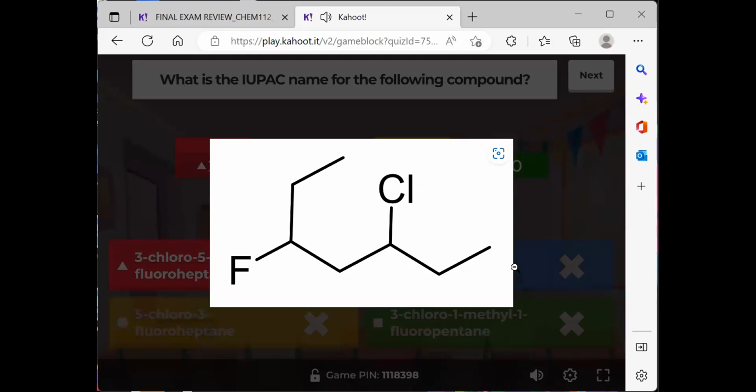So for this molecule, the longest carbon chain is 1, 2, 3, 4, 5, 6, 7 carbons in length. We have to start from the right because even though this is equidistant, meaning that they're both on 3 and 5, chlorine comes first alphabetically. That's why we start on the right.